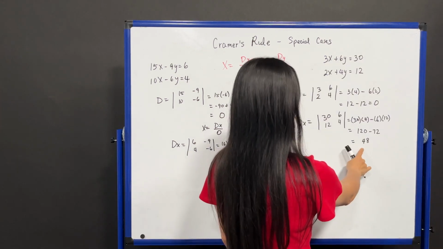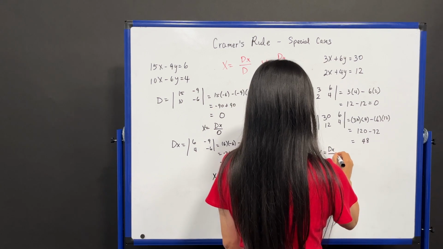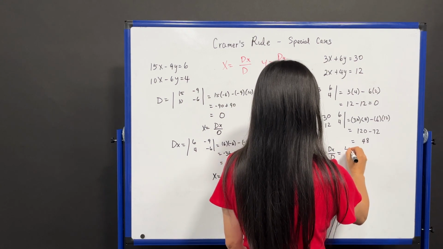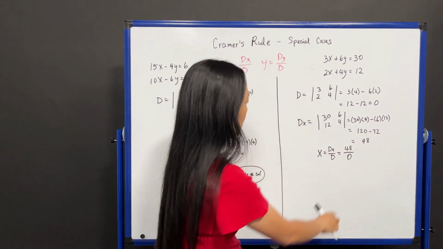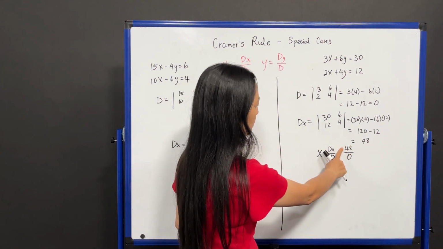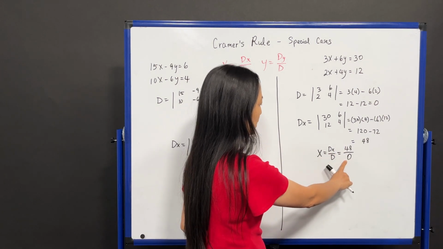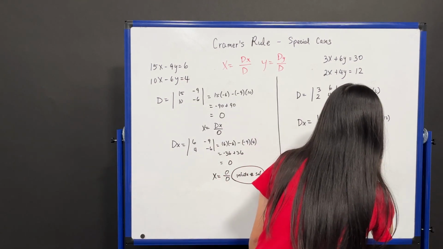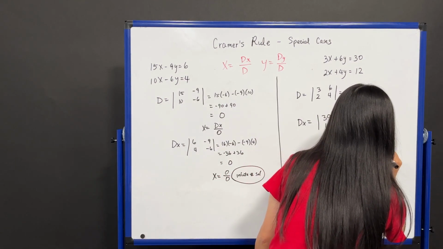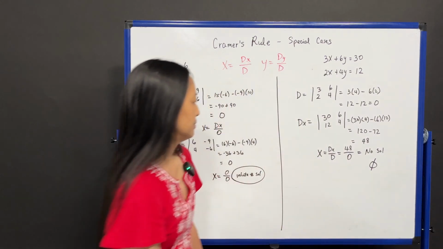Our d of x is 48. So our x is going to equal d of x divided by d, which is equal to 48 over 0. In this case, when there's a number that is not 0 in the numerator, divided by 0 in the denominator, this means that we have no solution, or the empty set.